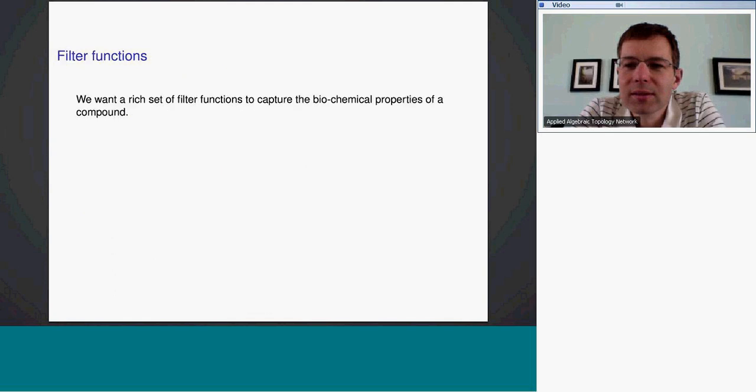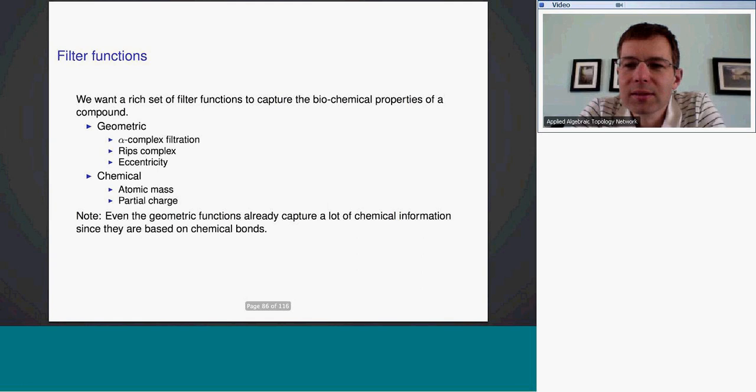Okay, so we have a rich set of filter functions to capture a lot of different biochemical properties of the compounds. Geometric filtrations will be things like the alpha complex, Rips complex, and centrality. Vertex filtrations will use atomic mass and partial charge. I'll just point out that even the geometric functions are implicitly chemical, because the distance between two atoms, like a bond, is determined by chemistry. So even the geometric stuff is already implicitly capturing chemical information.